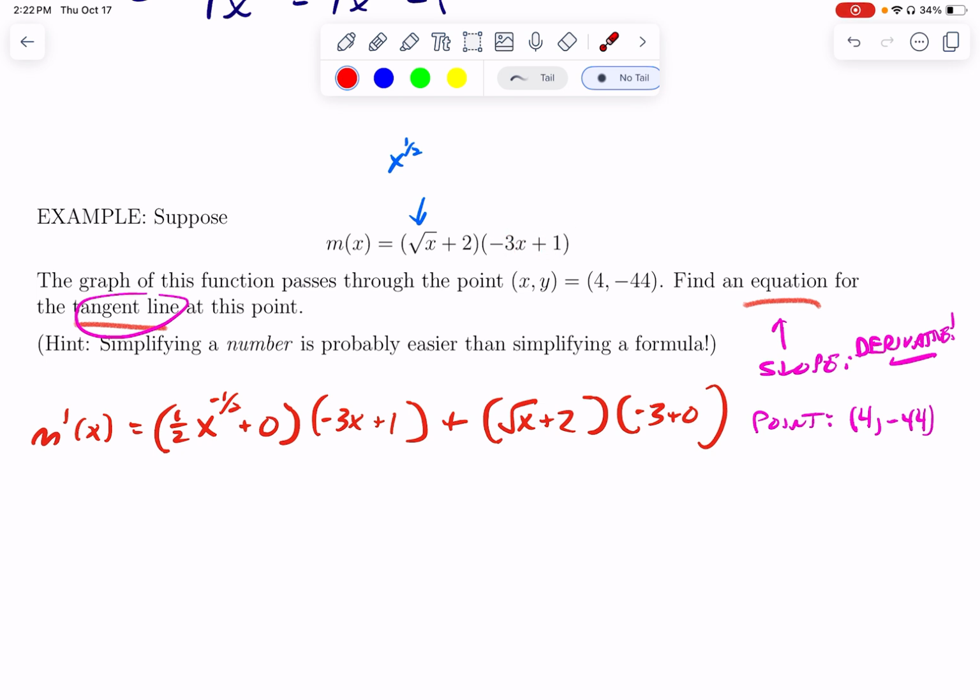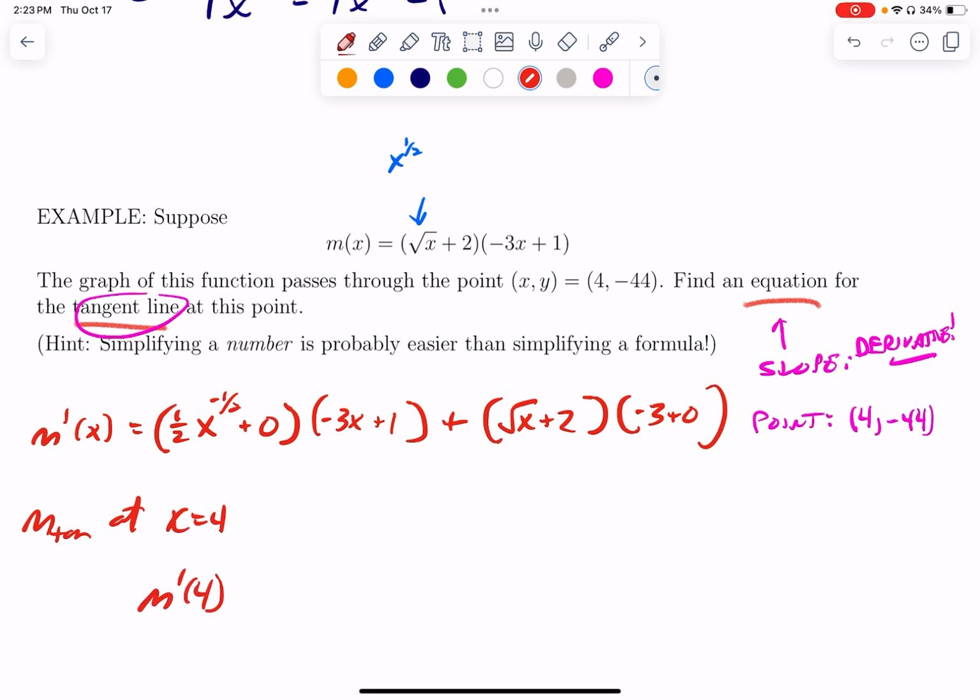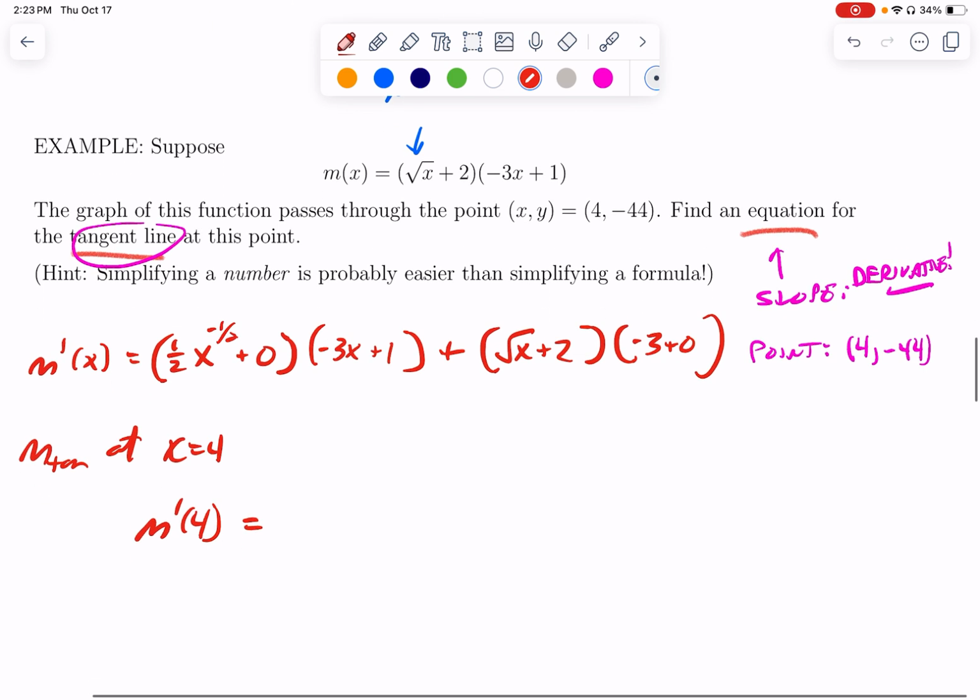Now, this is unsimplified. The hint that I'm giving you here is we don't really need a simplified version of this formula. What we want to know is what is the slope at a particular point. So we want to know the slope of the tangent at x equals 4. So that means we want to find m prime of 4. What I would recommend is just plug it in first, and it will be easier to simplify.